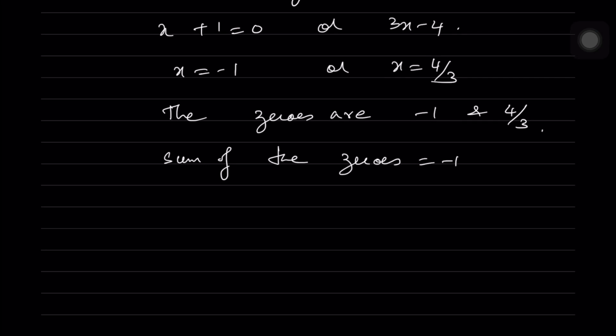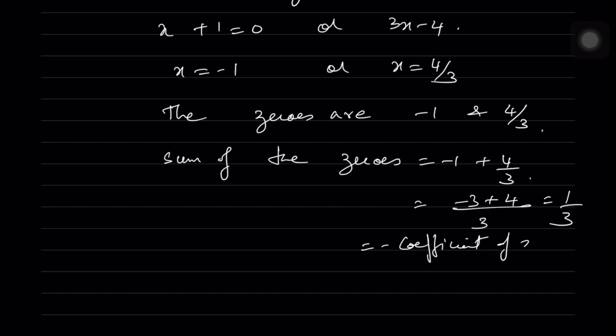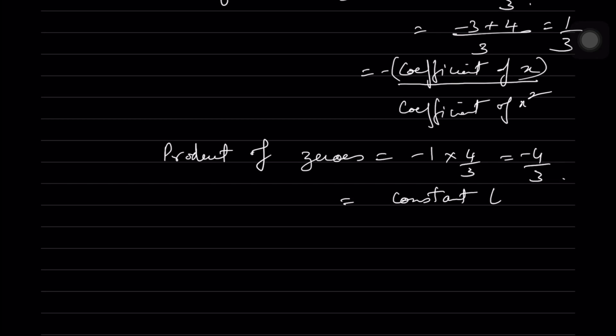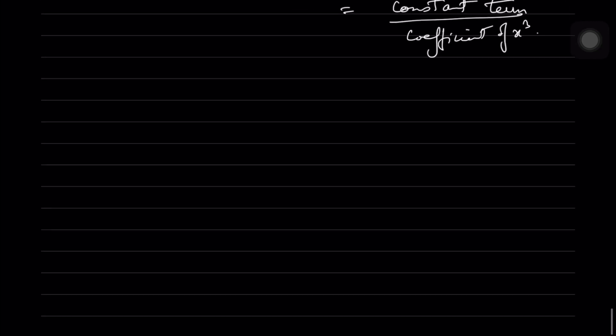So the sum of the zeros is 1 by 3 you are getting, which is equal to minus of coefficient of x by coefficient of x square. You can compare it with the equation. So you are getting minus of minus 1 by 3, therefore it is satisfying 1 by 3. Product of zeros is minus 1 into 4 by 3, which is minus 4 by 3. This is constant term divided by coefficient of x square, where the constant term is minus 4 and the coefficient is 3. So therefore it is satisfied over here.